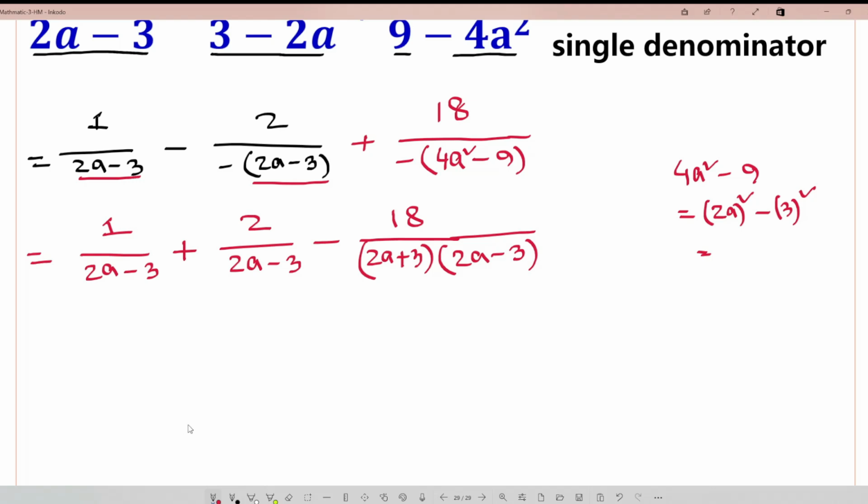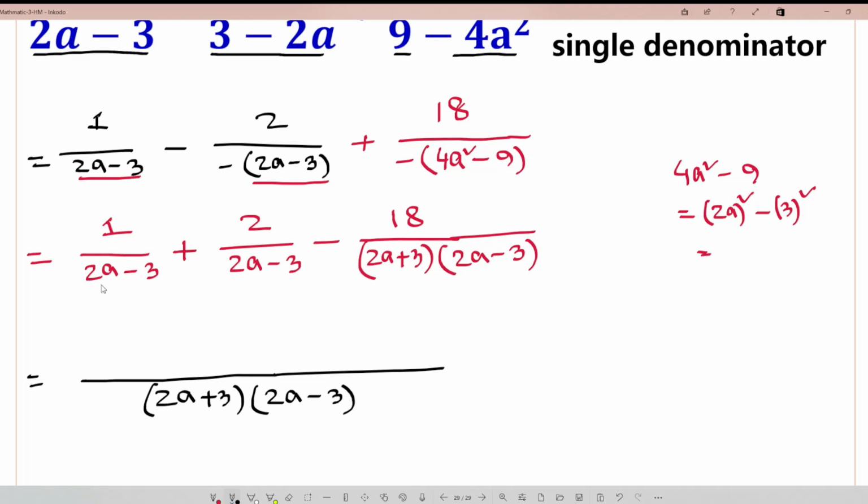Okay, now look, we can make the LCM. So our LCM is 2a plus 3 times 2a minus 3. So here is 2a minus 3, so we multiply by 2a plus 3, then plus here is 2 times, here is 2a minus 3, so it will be multiplied by 2a plus 3, minus 18.